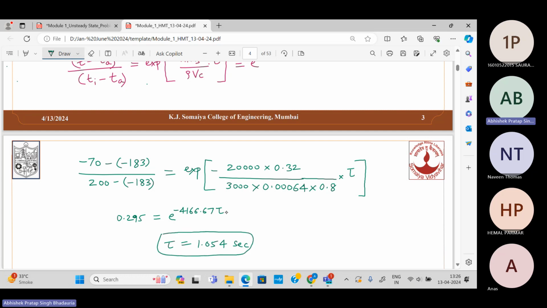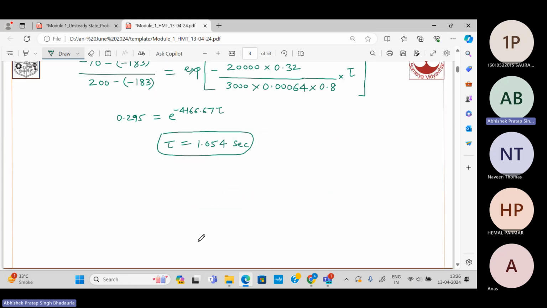You just take the anti-log, you can calculate tau, so you will get the value in hours. You just check the unit. So the tau value, that is the time value, will be calculated in hours, and then you can just convert the time value from hours to seconds, right? So final answer is 1.054 seconds. Okay, so this is the first problem, right? Now let's go to the second one. Second problem, let's solve.